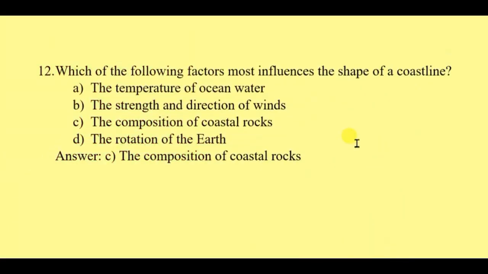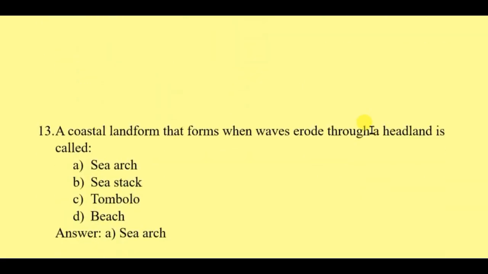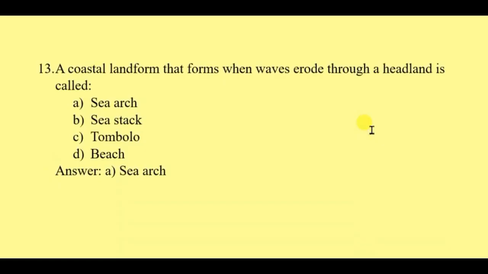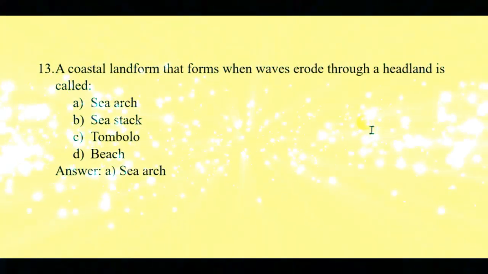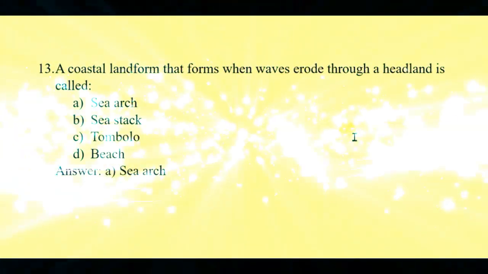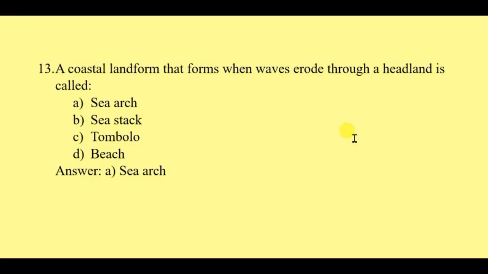Question 12. Which of the following factors most influences the shape of a coastline? The temperature of ocean water, the strength and direction of winds, the composition of coastal rocks, the rotation of the earth. Here the right answer will be the composition of coastal rocks. Question 13. A coastal landform that forms when waves erode through a headland is called sea arch, sea stack, tombolo, beach. Here the right answer will be sea arch.